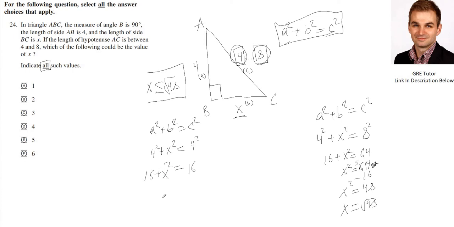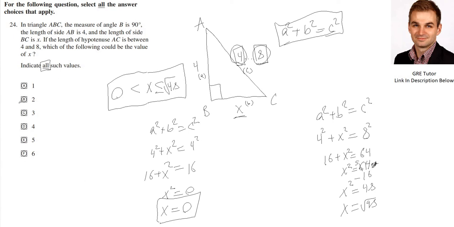16 minus 16 is 0. So we get x squared is equal to 0. x is equal to 0. Now, is it possible for a triangle to have a length of 0 on one of its legs? No. But what we're saying is that this is the potential range. So x has to be greater than 0 and has to be less than or equal to the square root of 48. These are our answers.